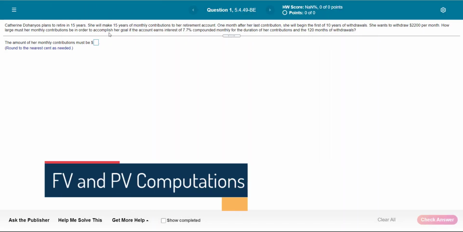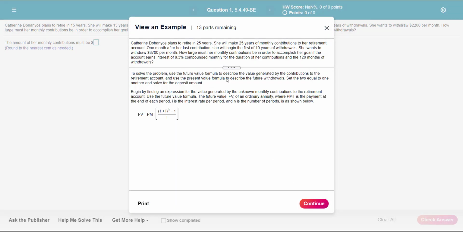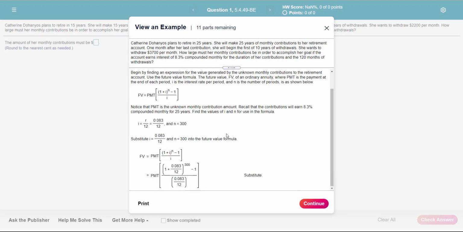All right, this is a homework question that came to me, and if you look at the example, it's kind of understandable that this person is going to retire in 25 years, and for 25 years they put some money into an account, which you're trying to figure out how much, and they do this monthly. I'm just going to show you this. Of course, you divide your rate by 12 because it's monthly.